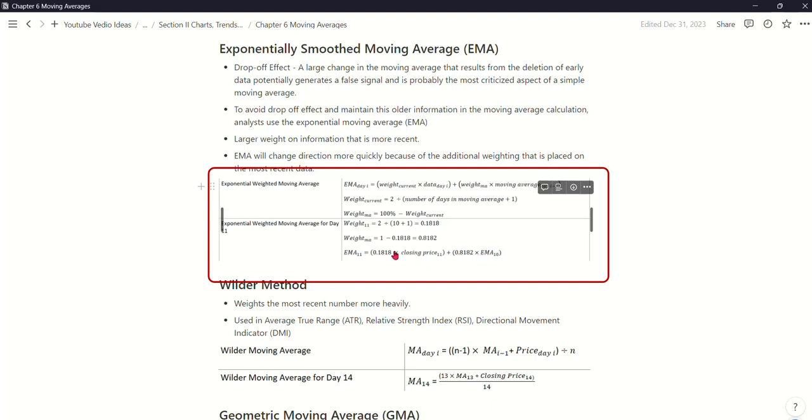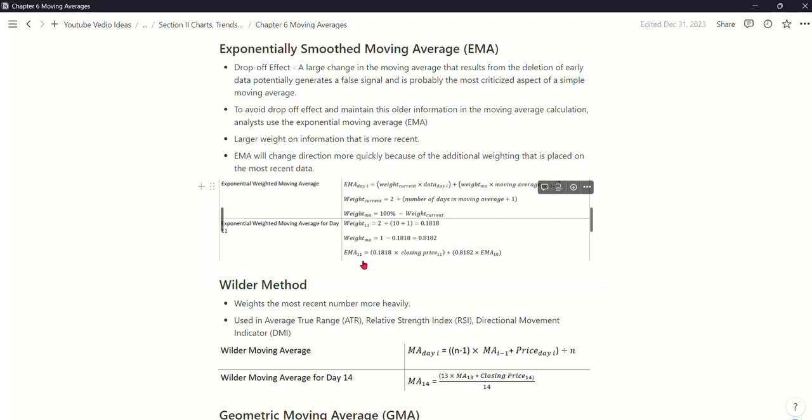How do we calculate the weight for the current price and the weight for the past EMA? We are calculating the moving average for day 11. So the weight for the 11th day equals 2 divided by the number of days in the moving average, 10, plus 1, which equals 0.1818. And the weight for the last moving average is 1 minus this figure, 0.1818. We'll arrive at 0.8182. 0.8182 goes here, 0.1818 goes here, and we'll arrive at the moving average.